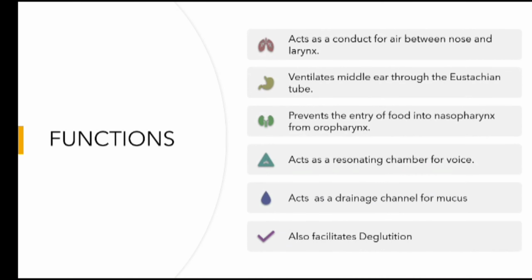So, what are the functions of the pharynx? Pharynx acts as a conduit for air between nose and larynx. It ventilates the middle ear through the eustachian tube. It prevents the entry of food into nasopharynx from oropharynx. It acts as a resonating chamber for the voice and also acts as a drainage channel for mucus as well as facilitates deglutition.